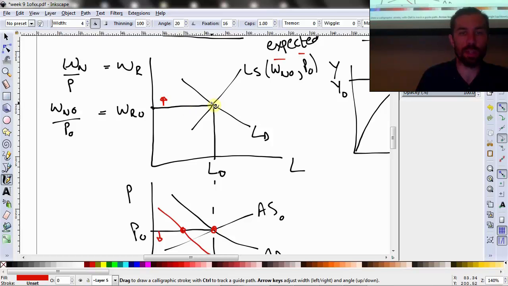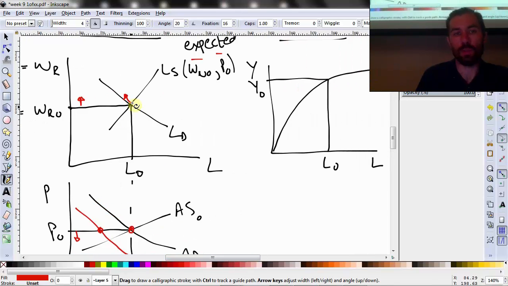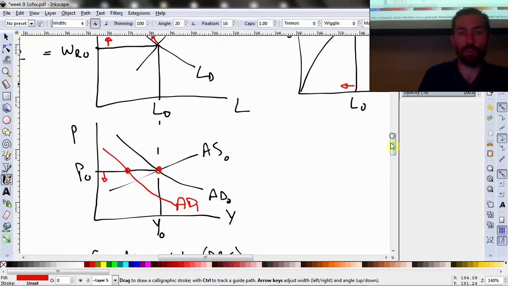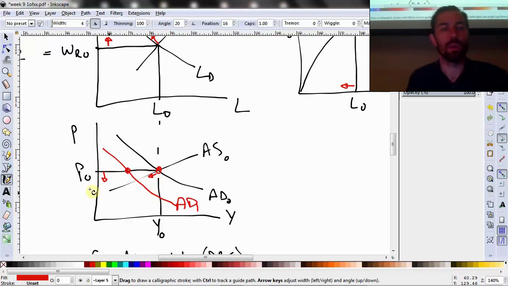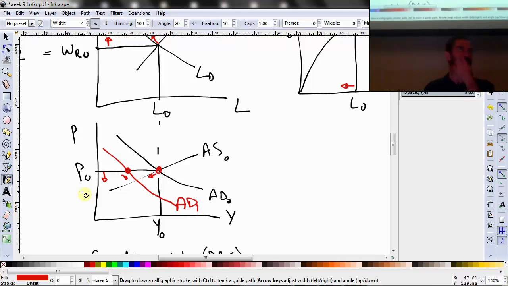As the real wage rate starts increasing, the quantity of labor demanded starts decreasing. As the quantity of labor demanded starts decreasing, we start employing fewer people. As we start employing fewer people, we start producing less. As we start producing less, we have a movement to the left along our aggregate supply curve. Of course, as the price starts decreasing, the quantity demanded also starts increasing. So we have a movement to the right along our aggregate demand curve. All these things start moving.